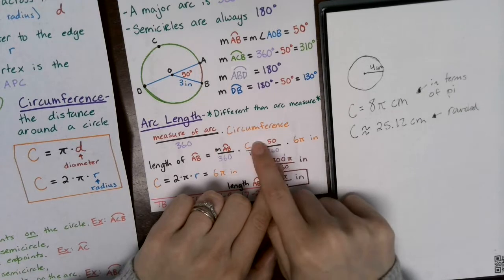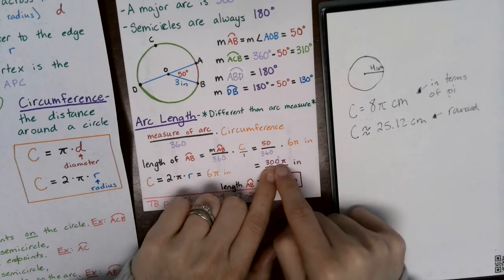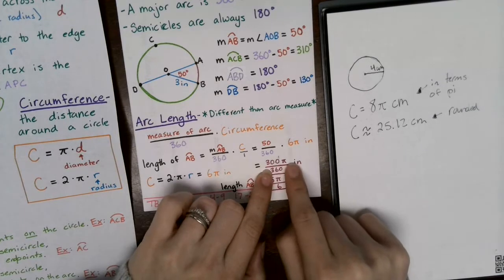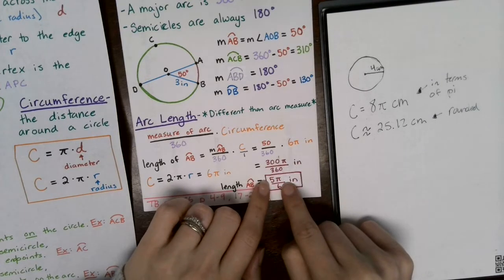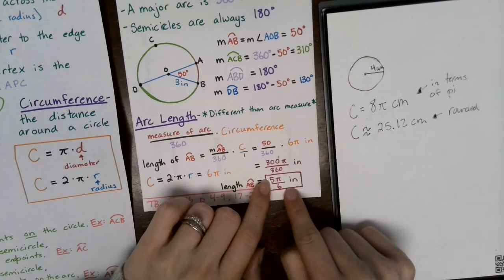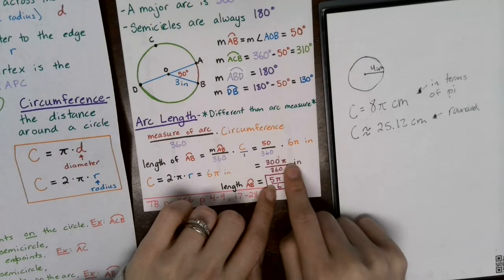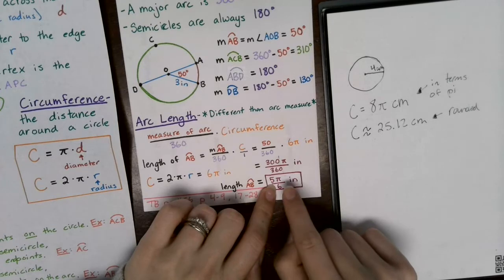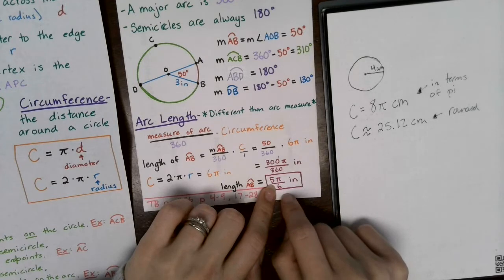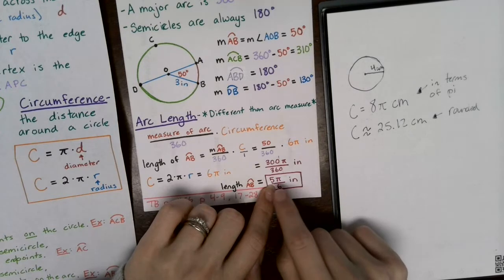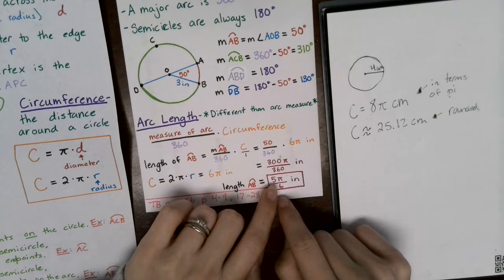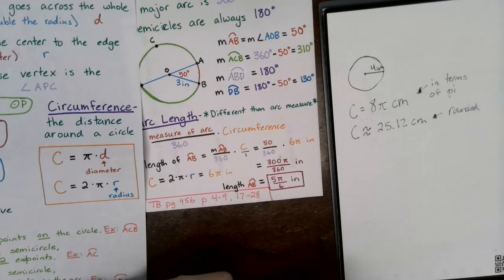So just 50 times 6, 5 times 6 is 30 with a 0. And then I reduce this. 300 over 360. That reduces to 5 pi over 6. I think 30 goes into both of those. Okay? 5 pi over 6 inches. I leave it in terms of pi unless it says to round. Then I would do 5 times pi divided by 6. Okay? It's very important to understand.